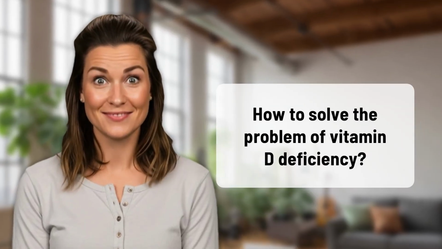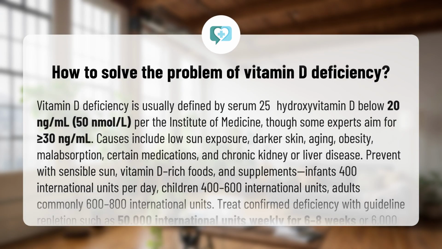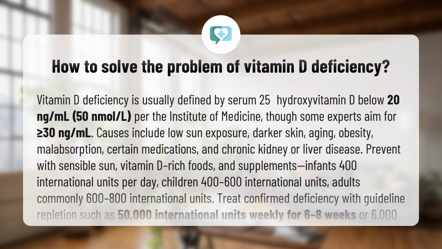How to solve the problem of vitamin D deficiency. Vitamin D deficiency is usually defined by serum 25-hydroxyvitamin D below 20 ng per milliliter, 50 nmol/liter, per the Institute of Medicine, though some experts aim for greater than 30 ng per milliliter.